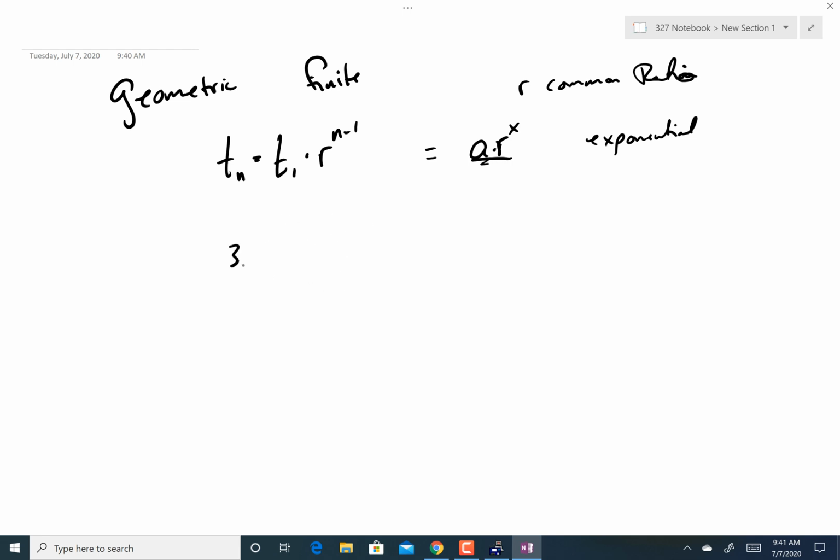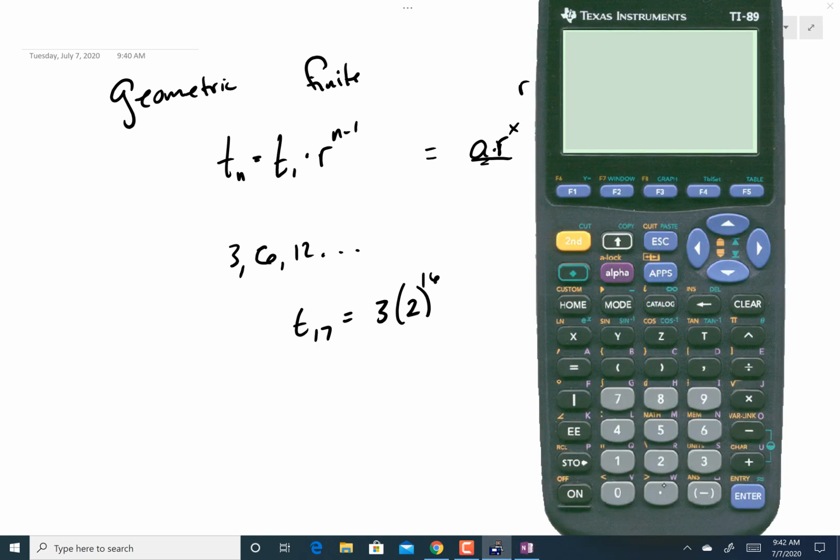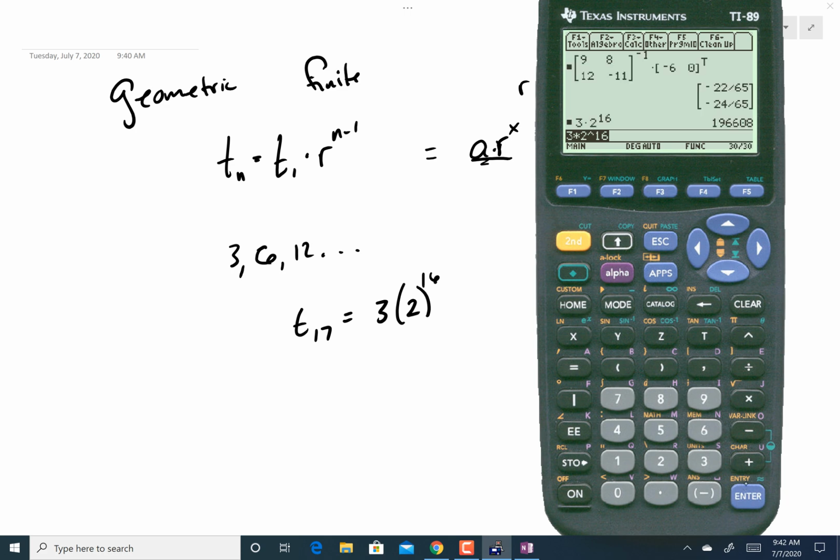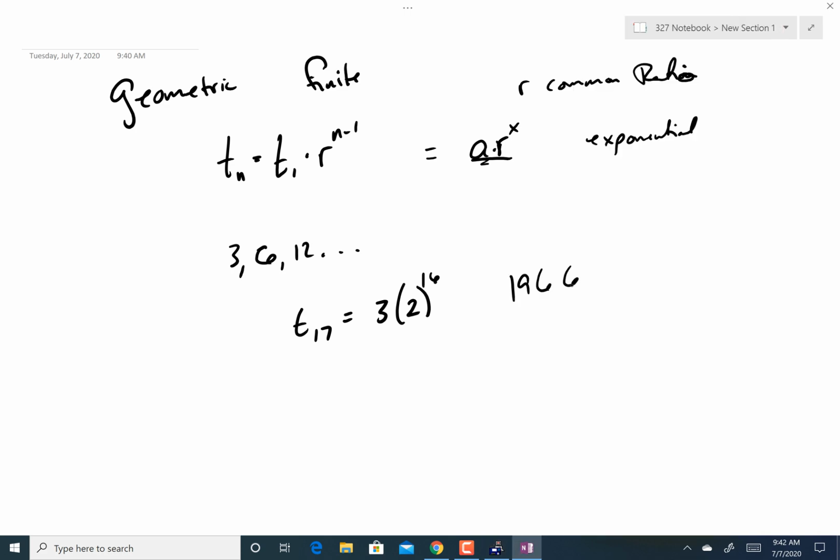So for instance, 3, 6, 12, dot, dot, dot. And then out here somewhere I get the 17th term, because why not? So that'd be 3 times 2 to the 16th power. 2 to the 16th is a pretty healthy number. I don't know what it is off the top of my head. Actually, I've never known it. It's 65,536, and 196,608. That's not as big as I thought it was. But that would be the 17th term in this list of numbers here.